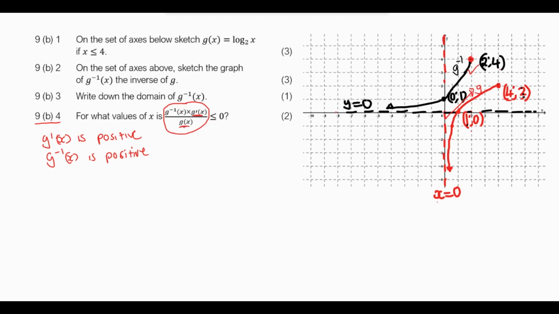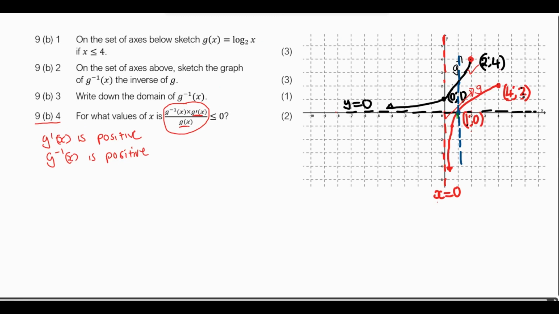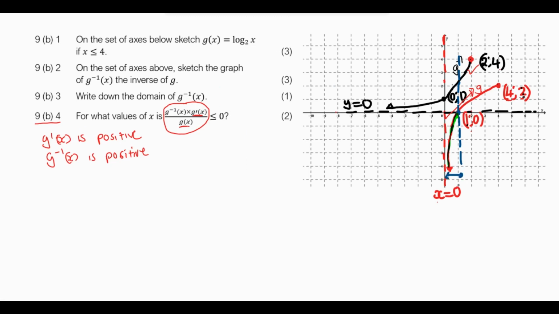So where is g of x negative? Let's look at the graph of g of x. G of x is 0 here, and then it's negative below the x-axis. Let me just highlight that part. It is below the x-axis here. This is where g is negative, with x values between 0 and 1. So x between 0 and 1.